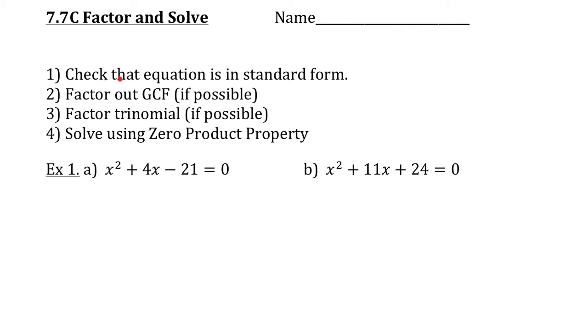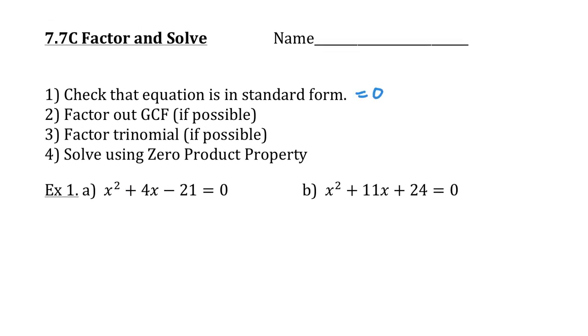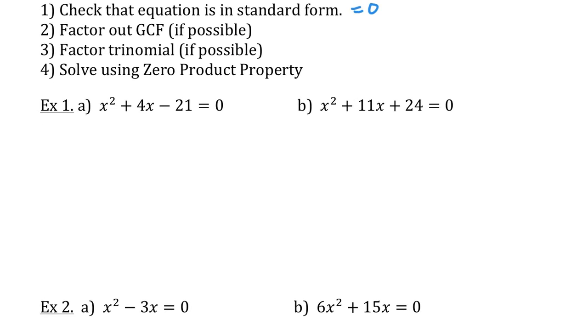Okay, so the first thing we're going to do is check that the equation is in standard form. Remember, that's going from highest degree to lowest, and it does have to equal 0. If there is a greatest common factor, we're going to factor it out. If it's possible to factor the trinomial, we will do that, and then at the end, we're going to solve the equation using the zero product property. So let's go ahead and look at the first one.